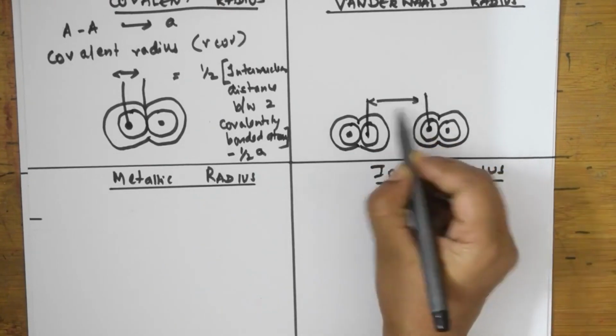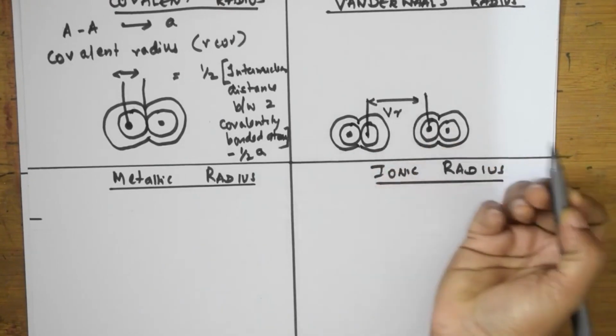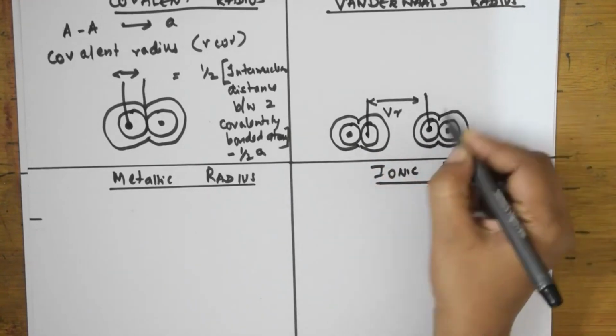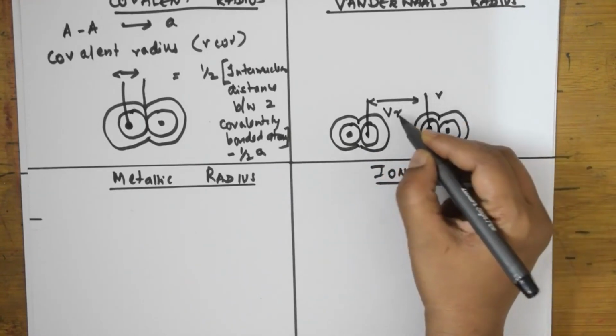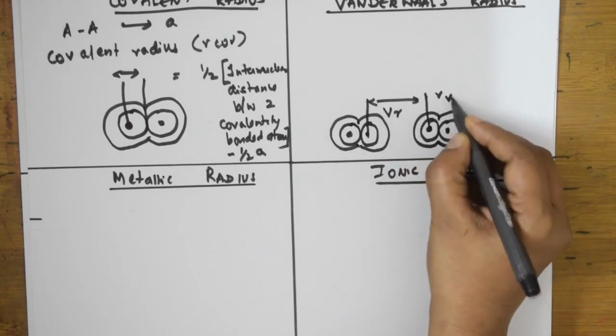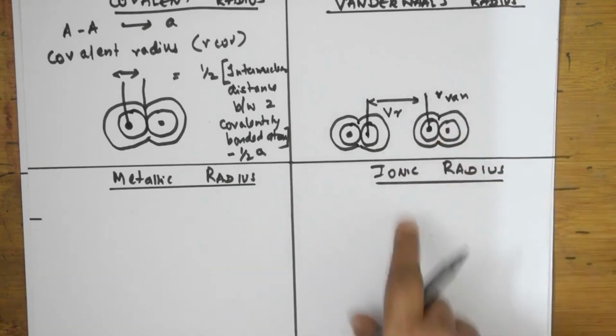From here till here, this is called van der Waals radius. Okay, this is what radius? This is van der Waals, this is VR. We can also write it as R van. Both are the same.